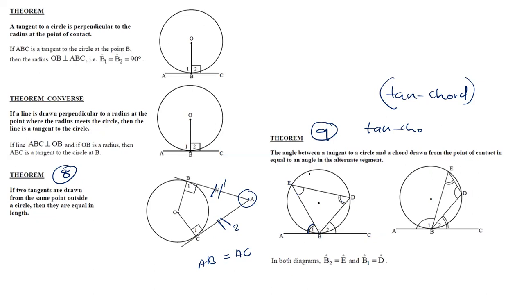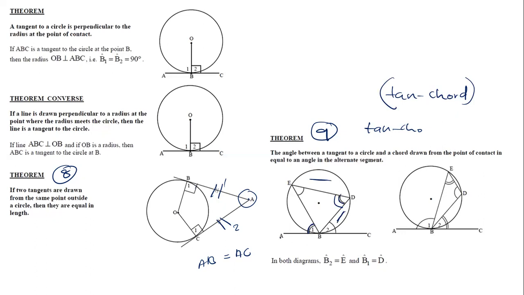B1 is equal to an angle in the alternating segment. This is the segment and this is the segment. These are the alternating segments. So it will be equal, not to this segment. We are not talking about this. We're talking about the alternating segment. This segment alternates with this segment. That's why we call this the tan-chord theorem, because it's all about the tangent and the chord. So angle B1 will be equal to angle D, which is this angle.